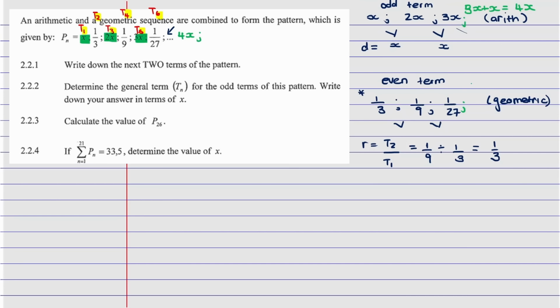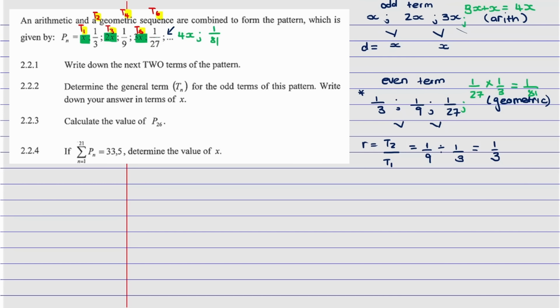So this is going to be the same as saying what? Remember to find the common ratio. To find the next term, we need to multiply. So it's going to be the same as 1 over 27 multiplied by the common ratio, which is 1 over 3, right? Which is going to be equal to what? It's going to be equal to 1 over 81. So the next term here is going to be 1 over 81. Hope that makes sense, right?